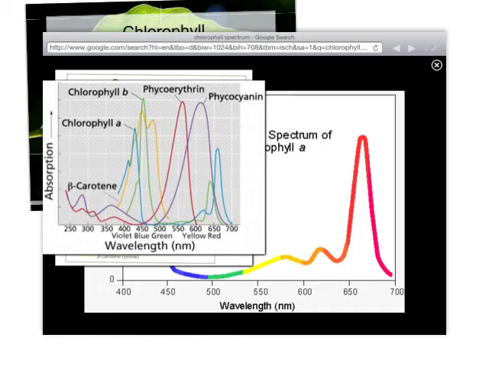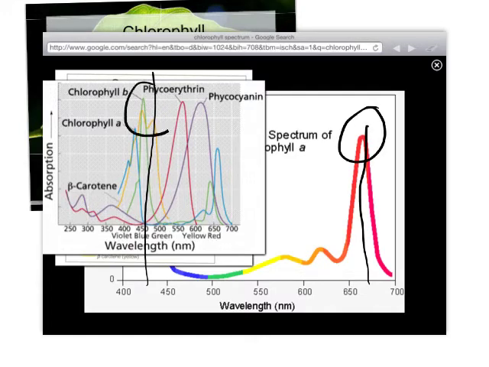So once again, here's chlorophyll A. You notice the first absorption that I told you was around 420, which is right about there. And the other place is about 680 right here. That's where it's going to absorb.